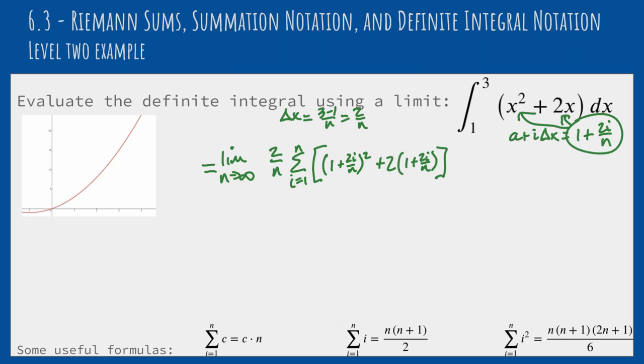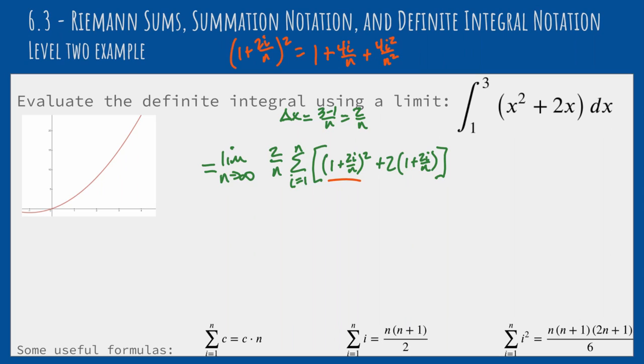Okay, now I'm going to do some simplifying. So this right here, we can just simplify algebraically. I'm going to do a little bit of that work off to the side just so I can save space in here for my work. So this part right here, if we square that, is going to be 1 plus 4i over n plus 4i squared over n squared. And then the 2 times 1 plus 2i over n is going to be 2 plus 4i over n.